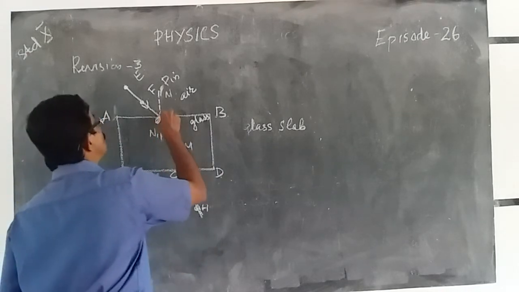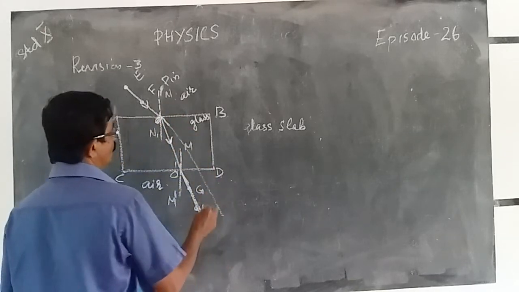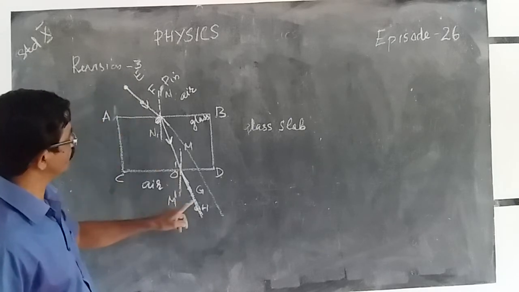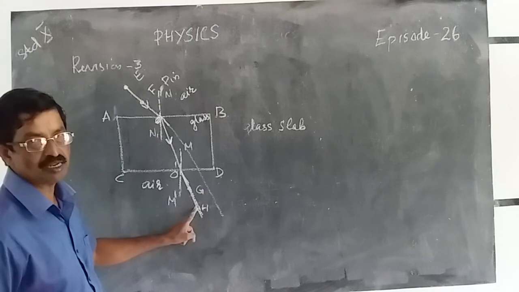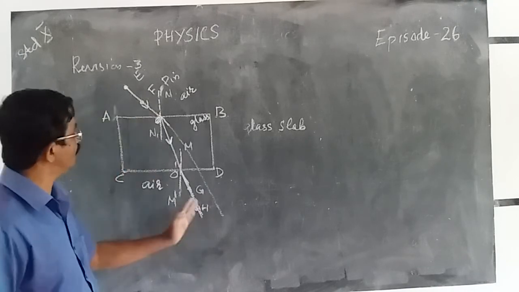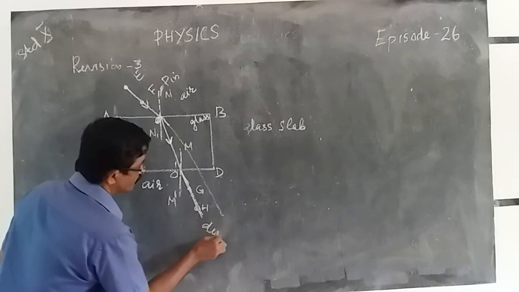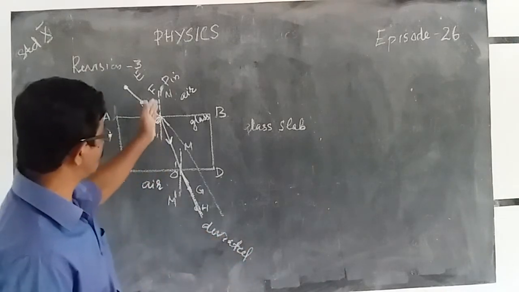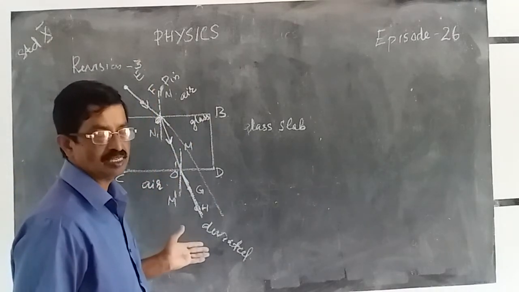Now draw this line in this way. We can see this incident ray and this emergent ray, these two are parallel. This incident ray and the emergent ray are parallel, but they are deviated. Here we can see the refraction of light rays.